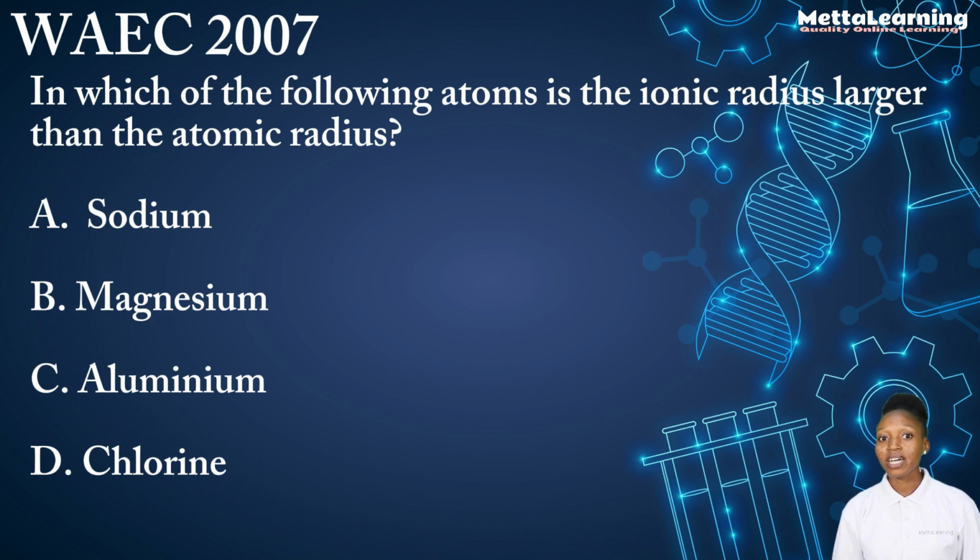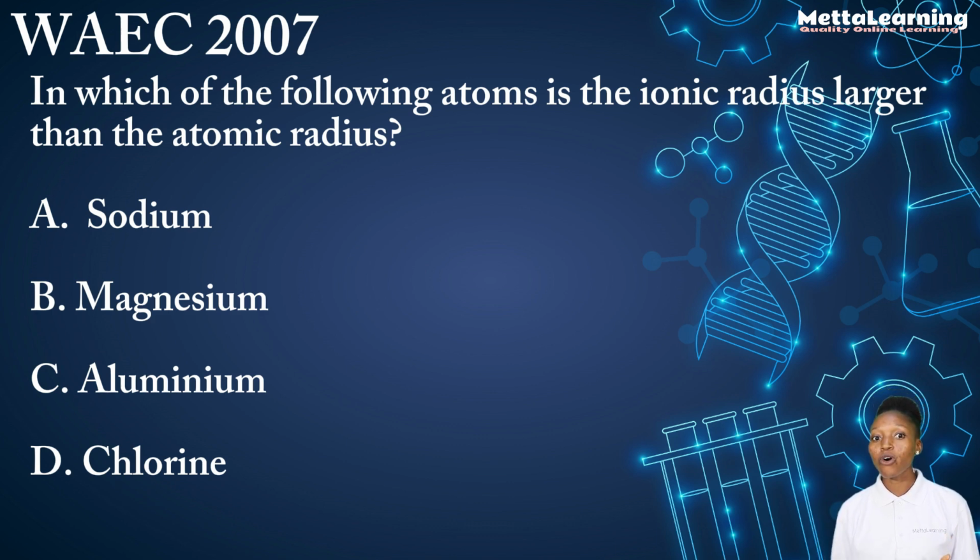When an atom loses an electron, it becomes a positive ion or cation, and its radius typically becomes smaller. On the other hand, when an atom gains an electron, it becomes a negative ion or an anion, and its radius usually becomes larger. This is because the added electrons increase the electron-electron repulsion in the electron cloud, causing it to expand. In this question, we are looking for an atom whose ionic radius is larger than its atomic radius.